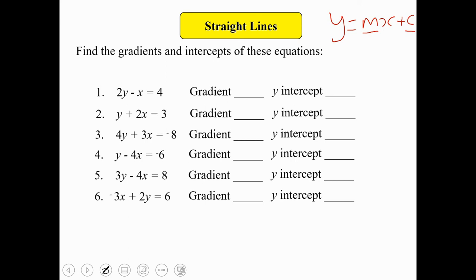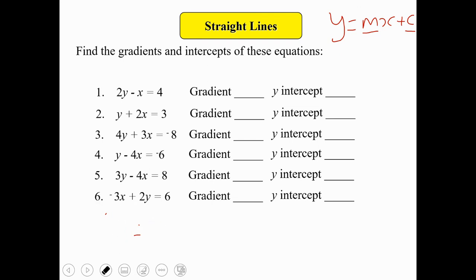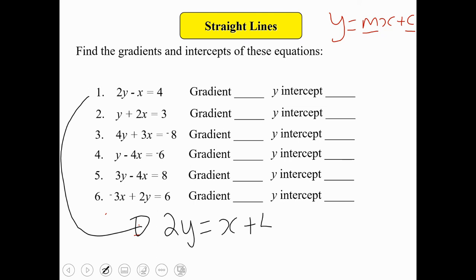All right, these should be the answers. Let's just quickly go through the first one. So I have 2y minus x is equal to 4. If I add x on both sides, that will give me 2y is equal to x plus 4. Let me rewrite this again. Question 1 would give me 2y is equal to x plus 4.